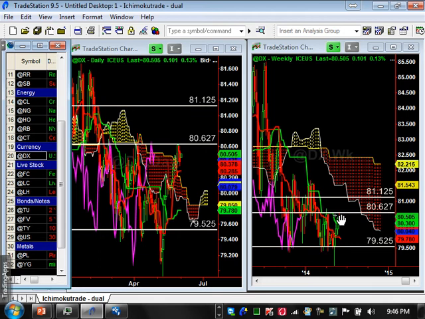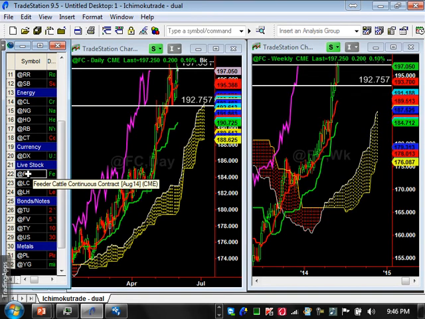In fact, this looks like it's trying to go bullish, so I'll be very, very cautious in trying to go bearish. I wouldn't go bullish on this either until we break the 80.627. If we do, then we can finally go for a major pullback on this ugly weekly chart for the dollar futures.